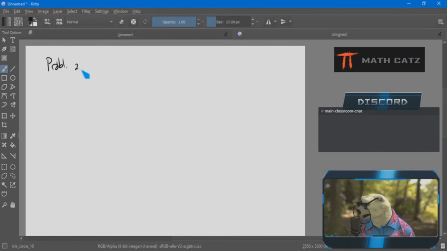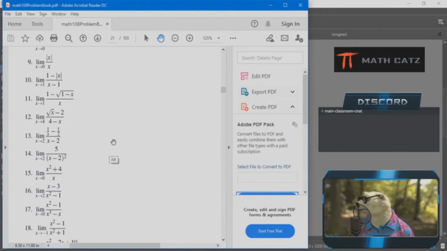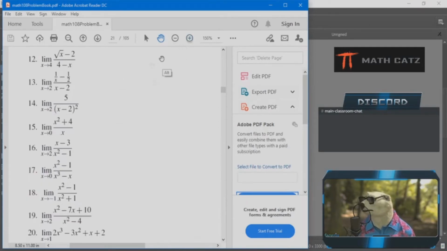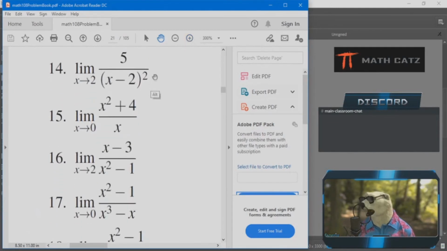Problem 2.2, number 14. And of course, ask your questions as you think of them. Don't wait for me to pause and check. 2.2, number 14. I zoom in. You can zoom more. There we go. 14. Nice and big.